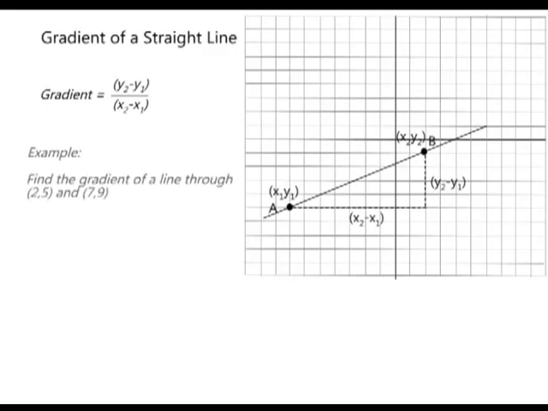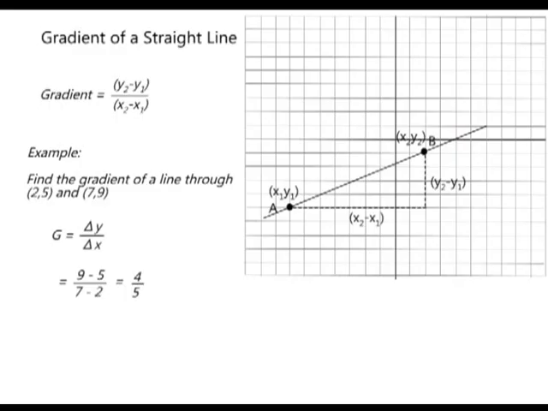For example, find the gradient of a line passing through the points (2, 5) and (7, 9). In the solution, we know gradient is change in y over change in x. 9 minus 5 over 7 minus 2 gives us 4 over 5.